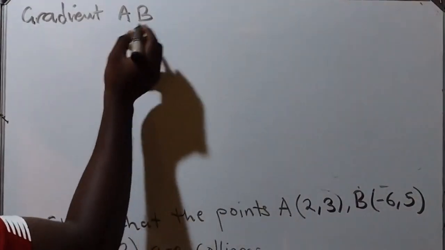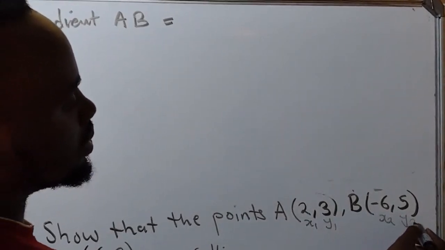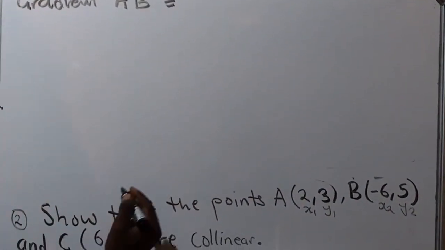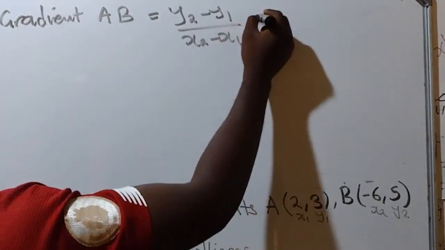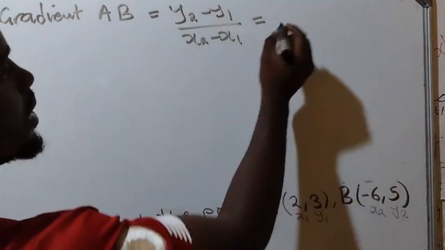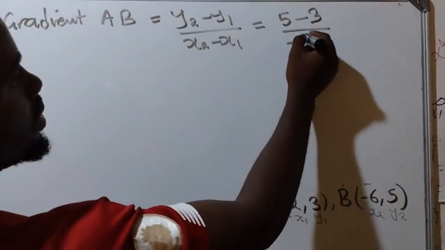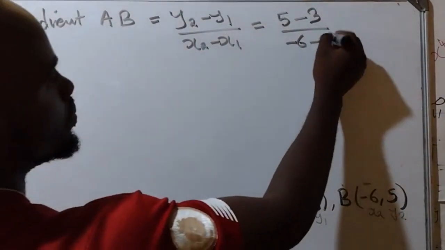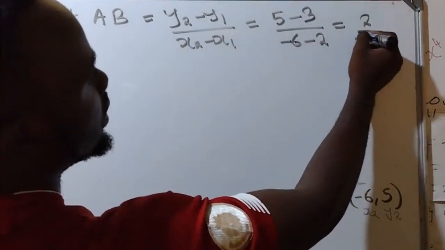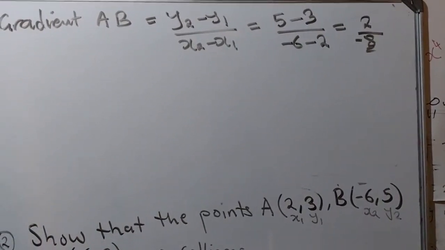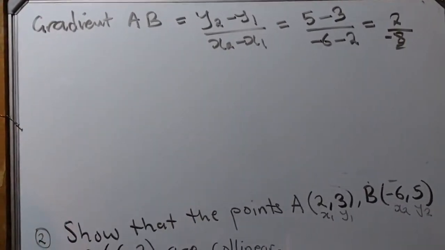So gradient of AB will be equal to, this is x1, y1. So don't forget to rename your coordinates. In doing so, it makes you not to forget or to misplace the values. So our formula is y2 minus y1 over x2 minus x1. So from here, we identify our y2, this is 5, minus our y1 is a 3. Over, we come to our x2, it's a negative 6, minus our x1 is a 2, okay? So 5 minus 3, we are going to get a 2 there, over negative 6 minus 2, we are going to get a negative what? 8. That is the gradient, okay? We are going to get a negative 8. So the gradient of AB is 2 over negative 8.